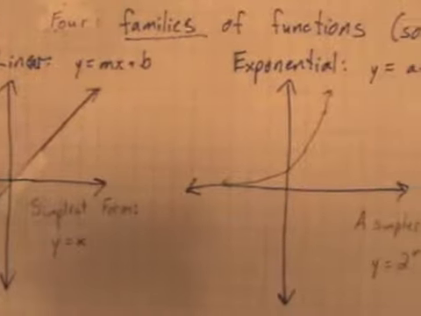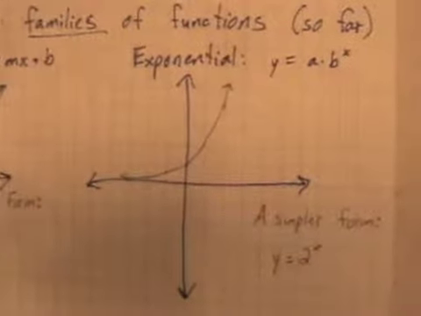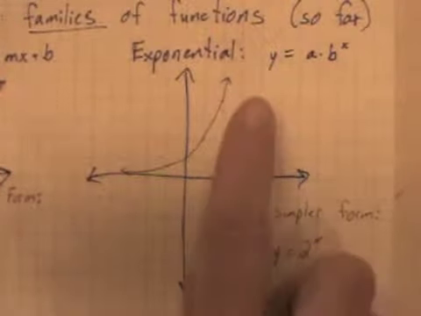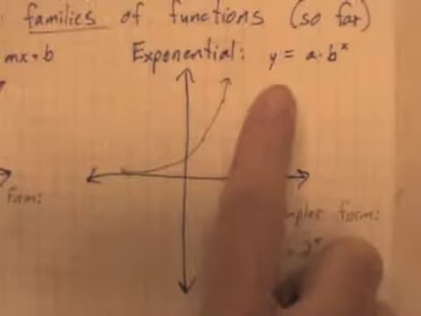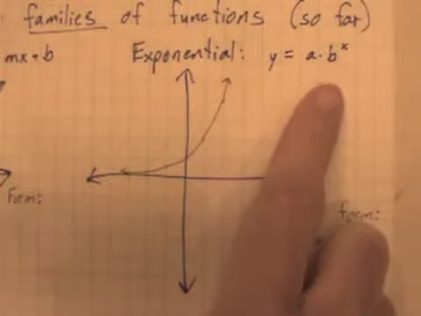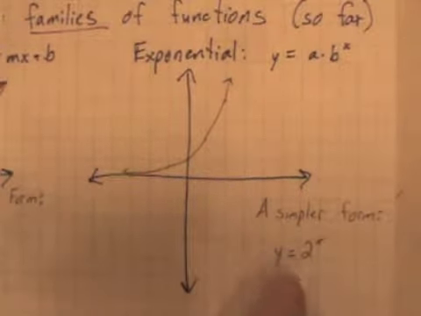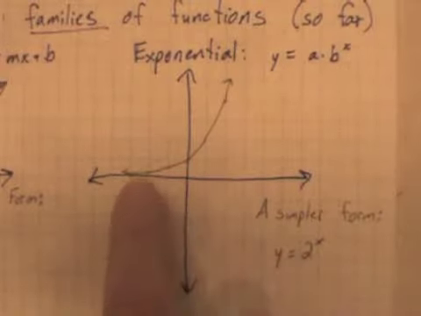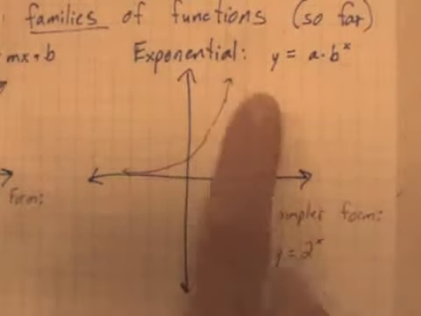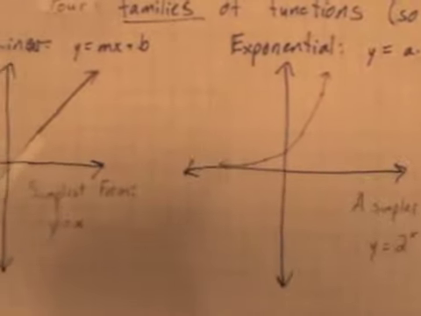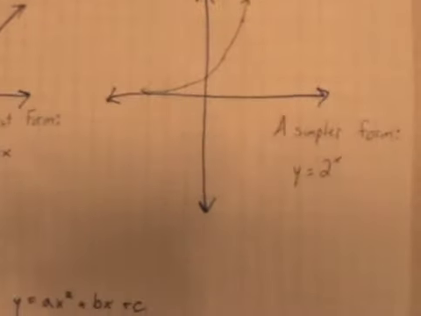We have talked a little bit, not a lot, about exponential functions, which have the formula y equals a times b to the x. This one is just a simpler form. It's not the simplest form. I graphed y equals 2 to the x, and it gives you a curve like that. Let me go down this way.